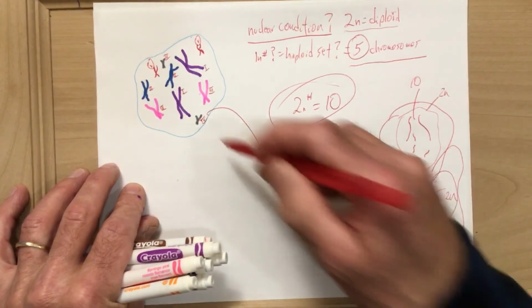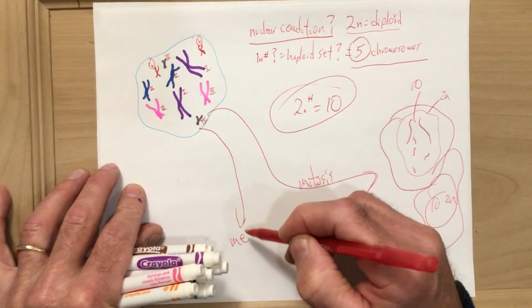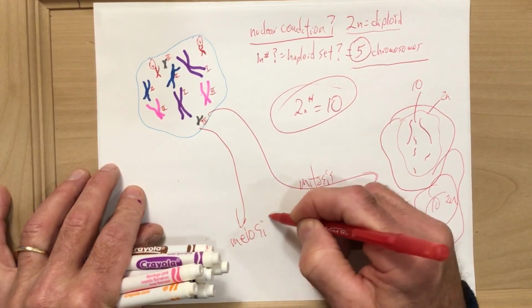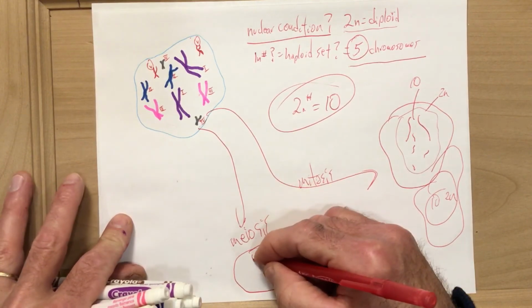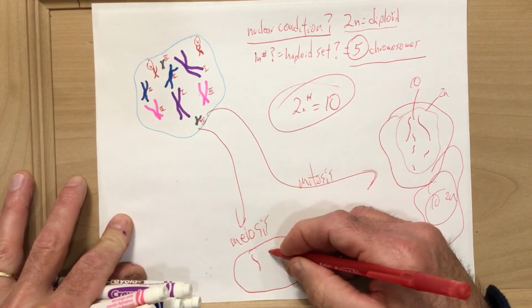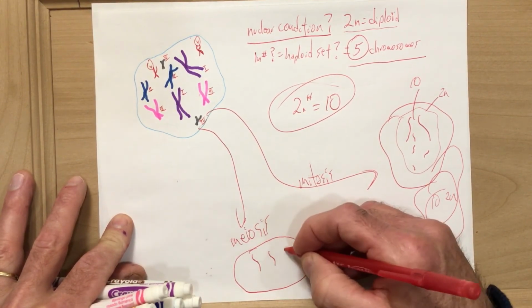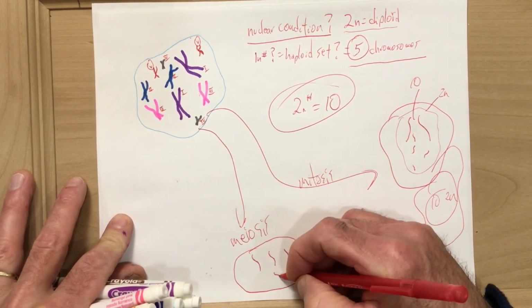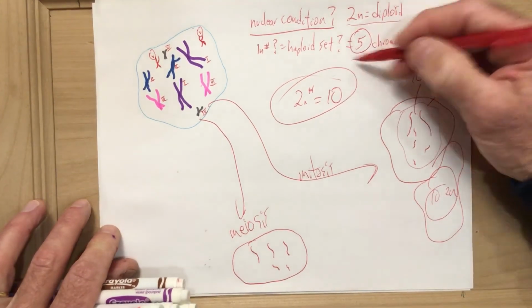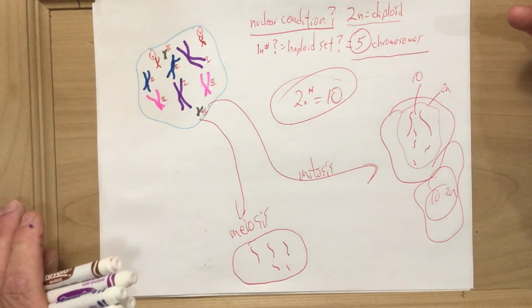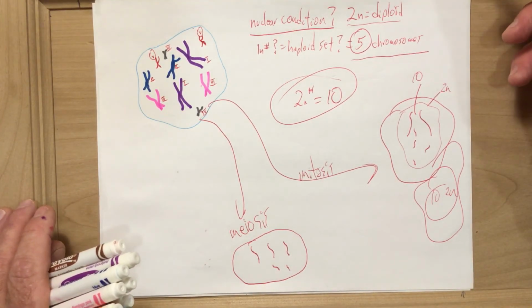It's still diploid. On the other hand, if this same cell does meiosis, I'm going to end up with 4 cells with only half of 1 purple one, half of 1 blue one, half of 1 pink one, half of 1 gray one, half of 1 red one. 1, 2, 3, 4, 5. I'm going to be back to the haploid number, which is really the point of meiosis in the first place.